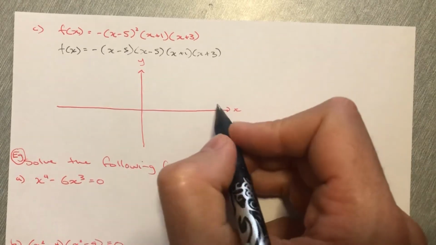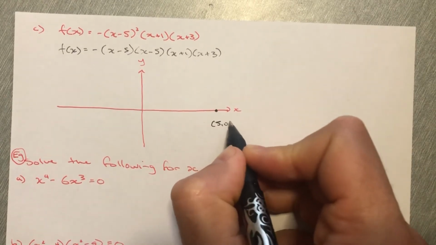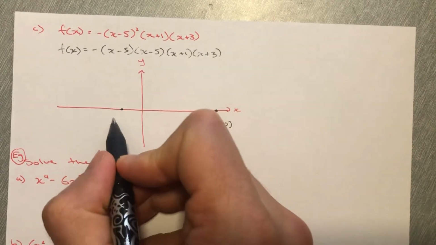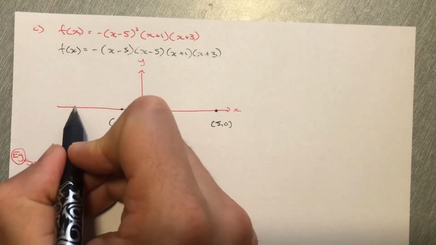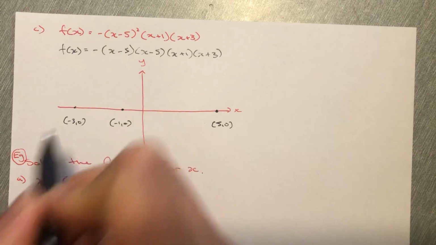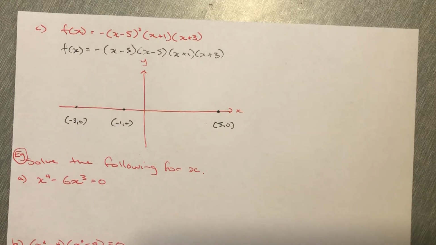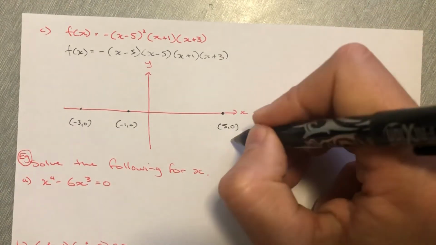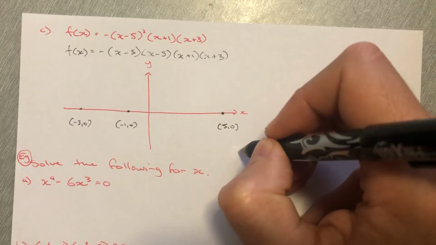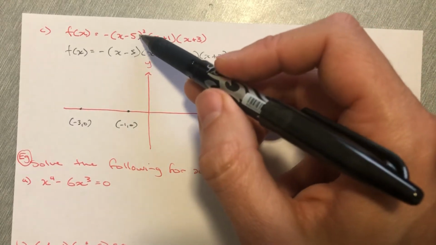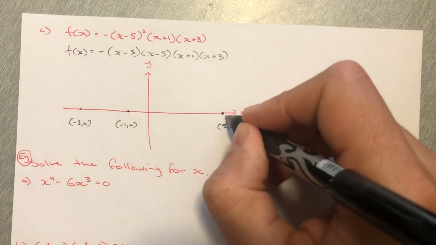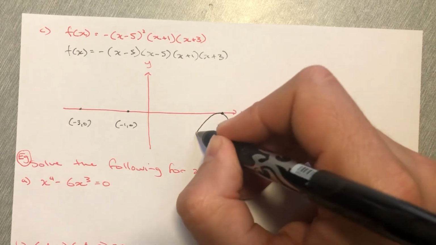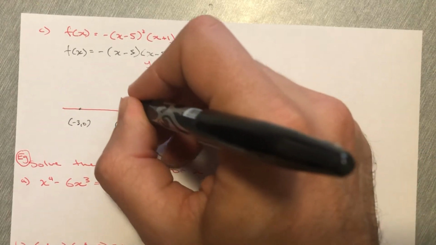Alright, so at 5, -1, we have -3 as well. Okay, now we worked out before that the tail is going to point down, so let's start there. And also the turning point is going to be on this x-intercept, here. So the tail is going to start down, but as soon as it hits here, it has to come back down. Then we need to go through the others as well.